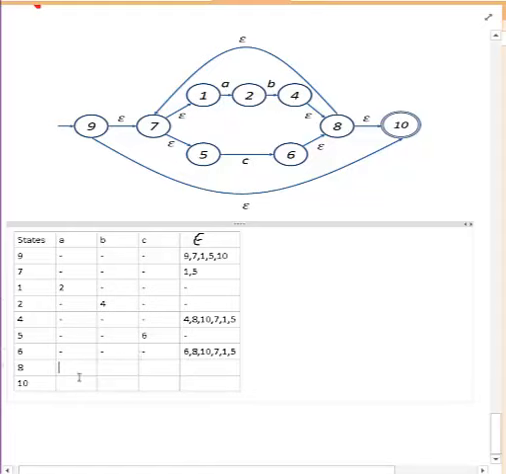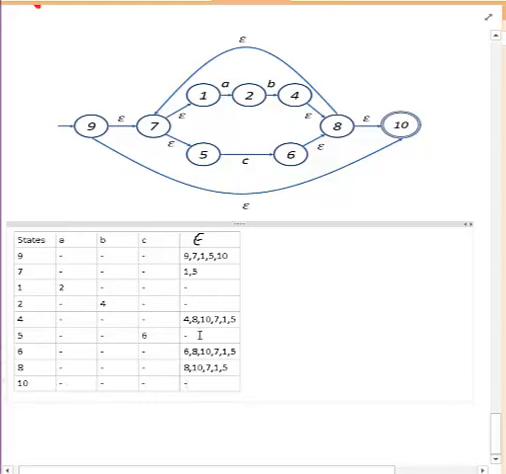So 8 on A, 8 goes nowhere here, nowhere here, nowhere here, and on epsilon it goes to many places. So it goes to firstly 8, then to the 10, and if you go that way, it goes to the 7, then it goes to the 1, and it goes to the 5. It's again a new state for me, for the DFA. On 10, I go to nowhere, right? Whatsoever. So I go to nowhere, nowhere, nowhere here.